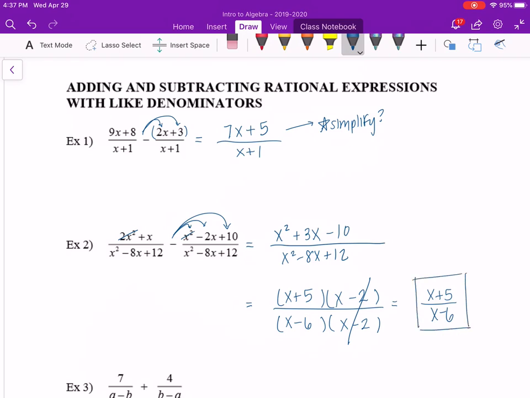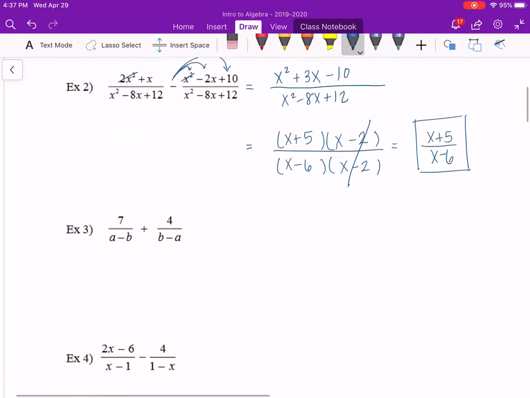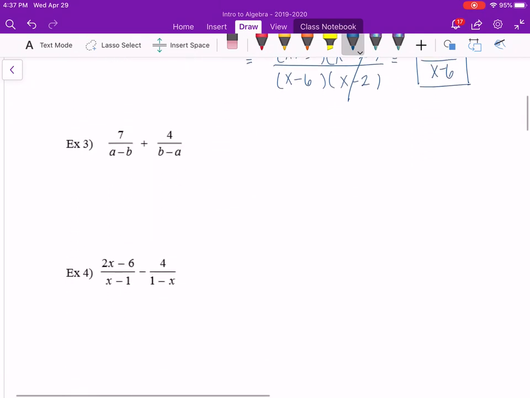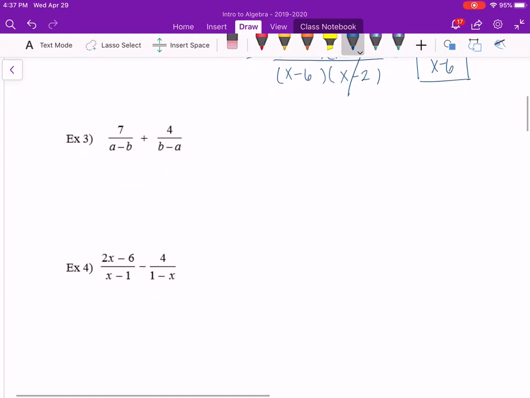So adding things that have like denominators, fairly straightforward. We combine the numerators and then it just becomes a simplification problem. If we have unlike denominators, things are going to get a little bit trickier. So we're actually going to do unlike denominators tomorrow. But these ones are kind of the in-between, the bridge, because they aren't the same, but they're not crazy different. A minus B and B minus A are opposites.